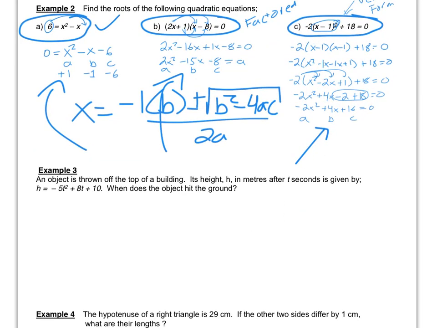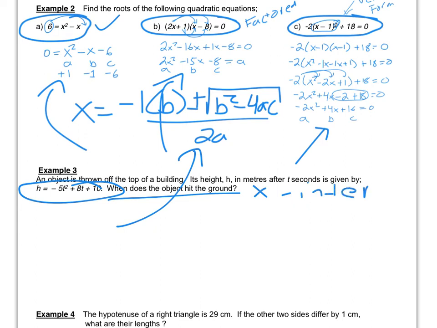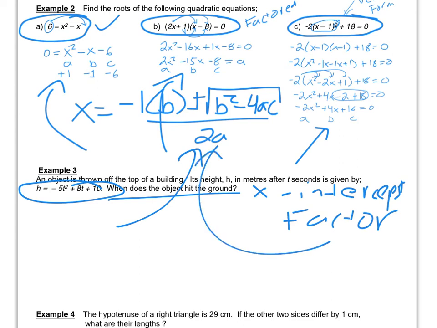Also, for example number 3, I want you to basically use the quadratic equation again and find the x-intercepts that we're used to, of when the ball hits the ground. There's really nothing new to this word problem. It's basically find the x-intercepts, but now we can't find the x-intercepts using factoring. We're going to find the x-intercepts using this quadratic equation.